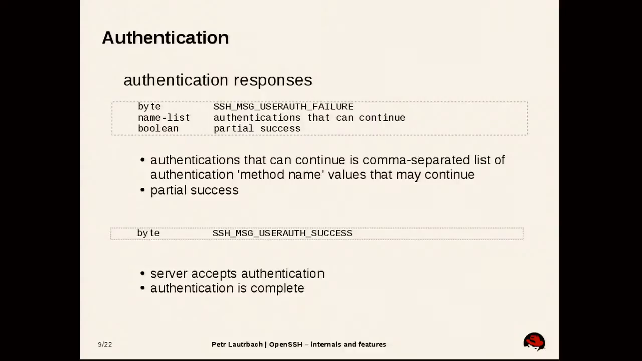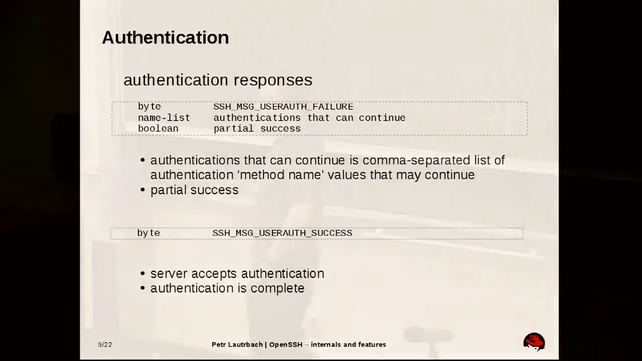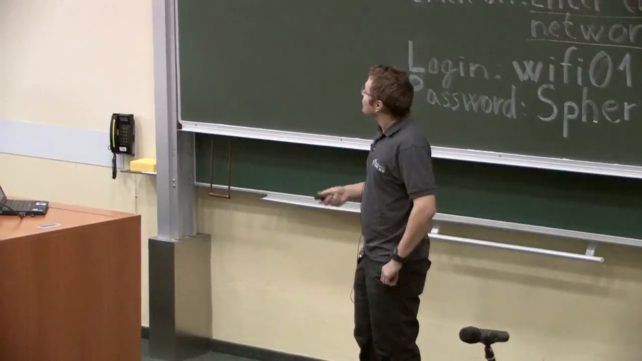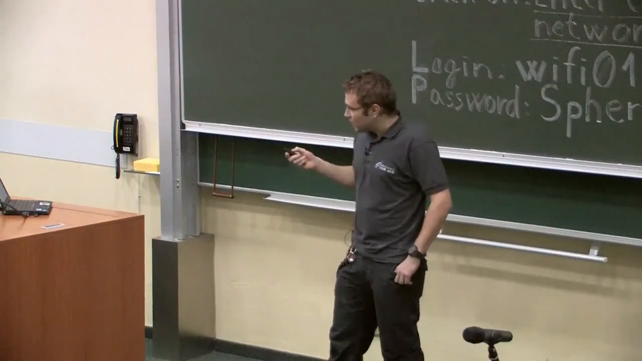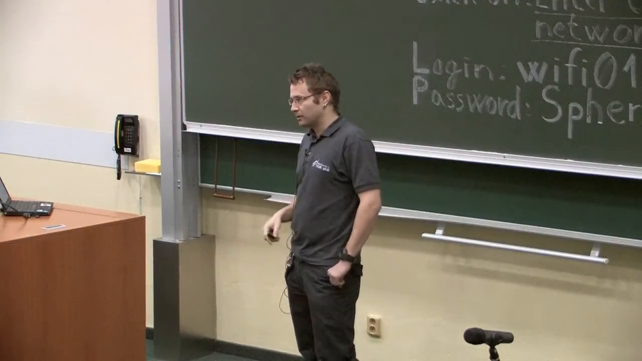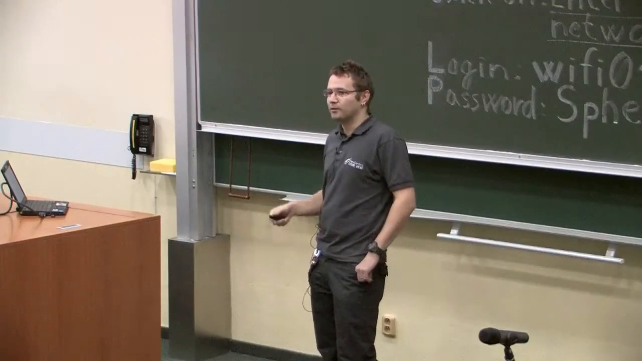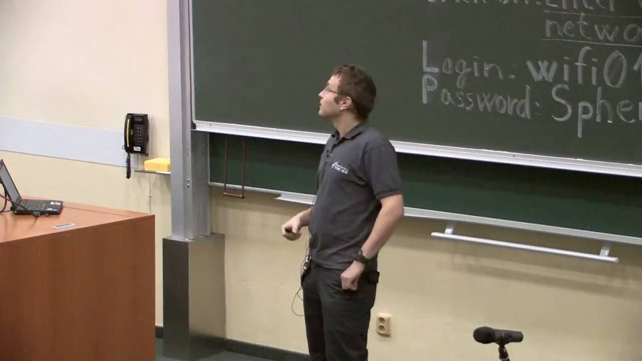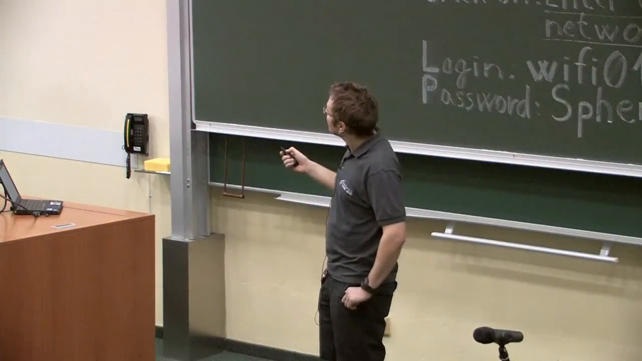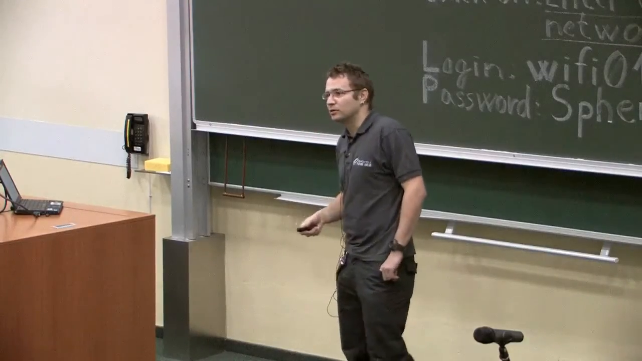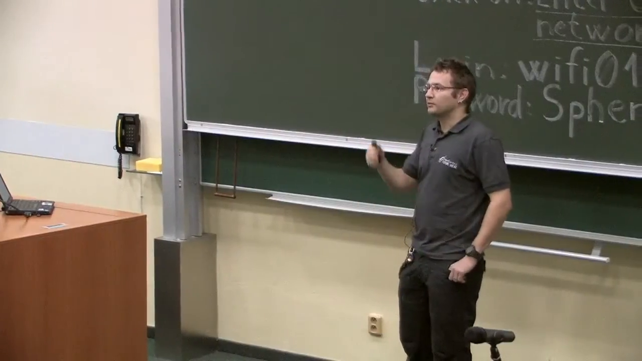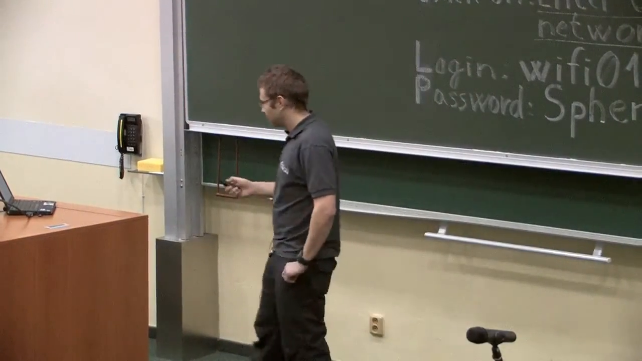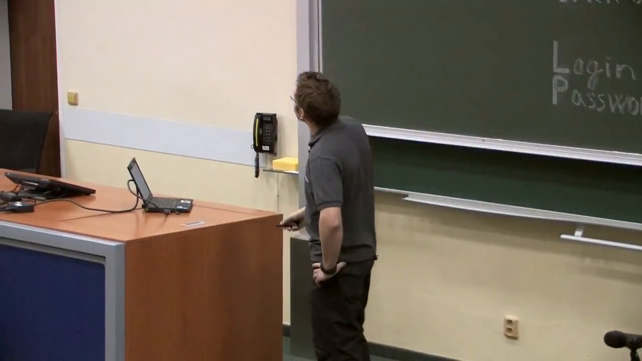For this request, the server responds with either success or failure. In case of failure, there are two possibilities. First is a real failure, meaning authentication ends, authentication was not successful, the password was wrong, the key is not suitable, or so. But there's another possibility, that authentication passed. Let's say the password is right, but the server needs another type of authentication from the client. So it says, okay, authentication failure, but partial success is true. So it was a success, but I need another authentication.